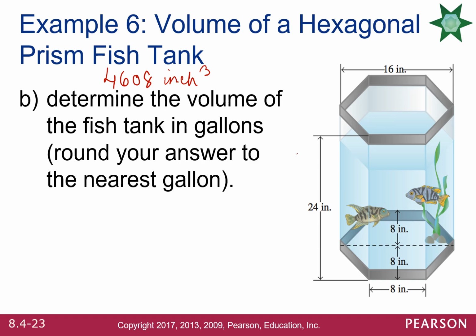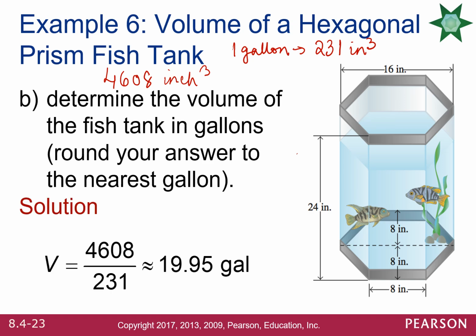Now we have been given the information that 1 gallon represents 231 cubic inches. Therefore, 4,608 cubic inches would be 4,608 divided by 231, which they have done here, and they came up with an answer of 19.95 gallons. Rounded to the nearest integer, that's about 20 gallons.